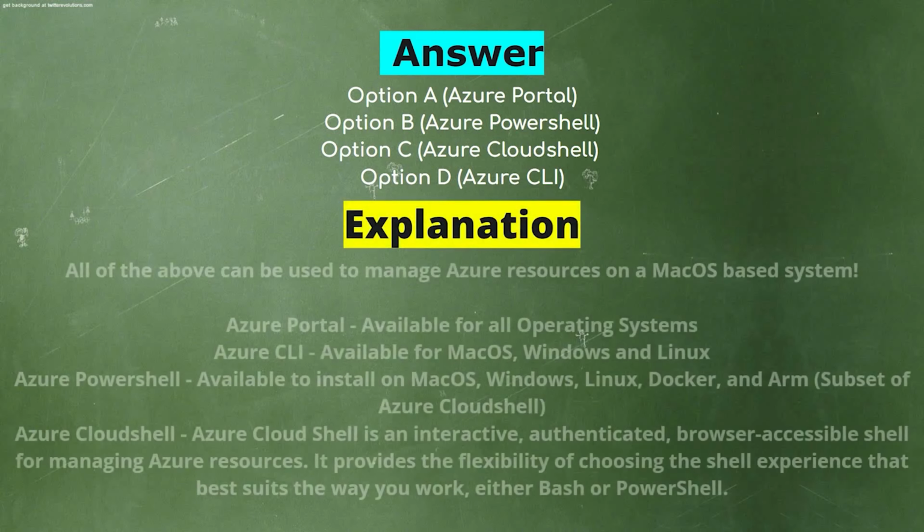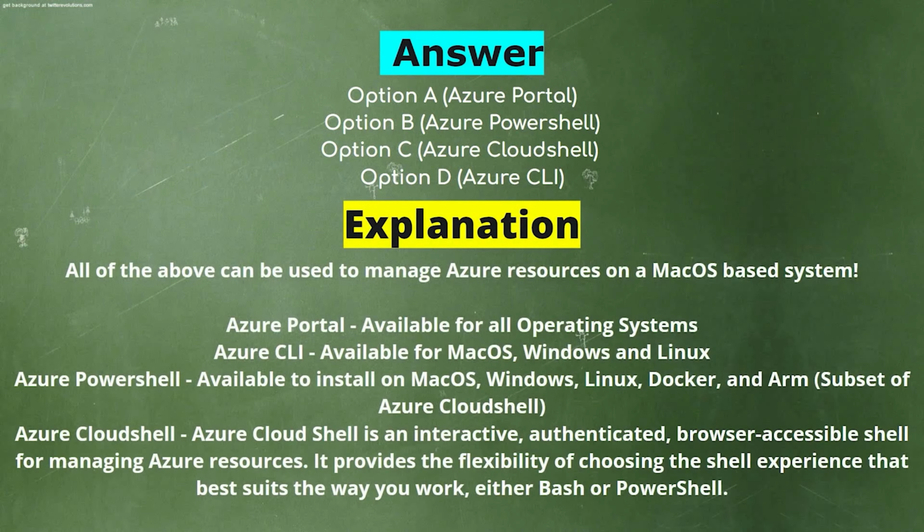Explanation. All of the above can be used to manage Azure resources on a macOS-based system. Azure Portal is available for all operating systems. Azure CLI is available for macOS, Windows and Linux. Azure PowerShell is available to install on macOS, Windows, Linux, Docker and ARM. Azure Cloud Shell is an interactive, authenticated, browser-accessible shell for managing Azure resources. It provides the flexibility of choosing the shell experience that best suits the way you work, either Bash or PowerShell.